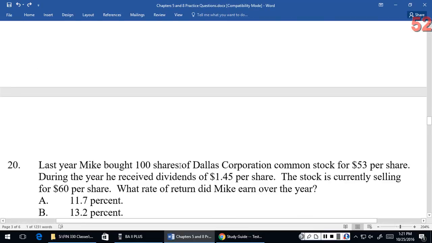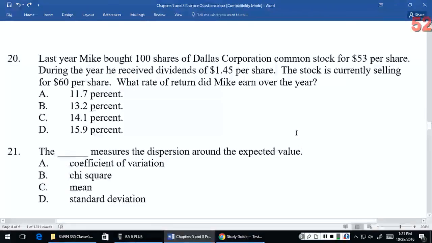Number 20. This is a percentage return calculation. Last year, Mike bought 100 shares of Dallas Corporation common stock for $53 per share. During the year, he received dividends of $1.45 per share. The stock is currently selling for $60 per share. What rate of return did Mike earn over the year?